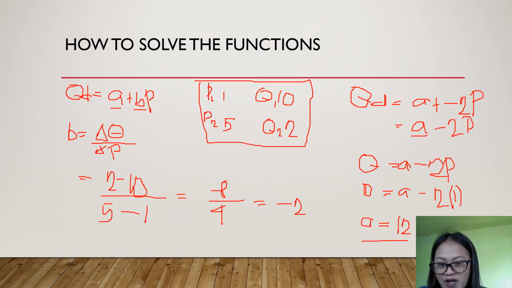Once you have the value of A and once you have the value of B, you can now substitute it and have your demand function, which is considered to be 12 minus 2P. Ganyan po ang pag-solve. Okay? So, that's how to solve for your demand functions. How about the supply?